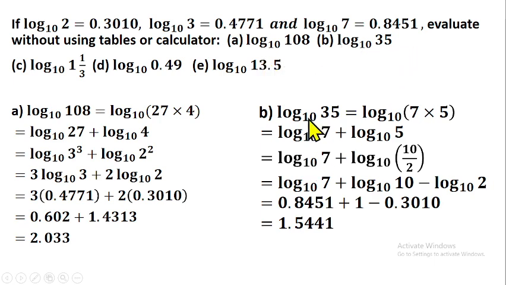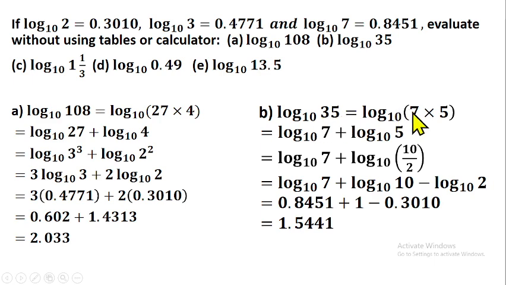Log 35 can be done as you can represent log 35 as log 7 times 5. 7 times 5 gives us 35. And I can also use 35 to be log 70 divided by 2. Instead of using 7 times 5, I can use 70 divided by 2. Then from 70, since I don't have the log 70, I can use 7 times 10 to give us 70 over 2. So since I know the logarithm of 10, and I know the logarithm of 7, and I know the logarithm of 2, I can use that. Or I can use this as well.